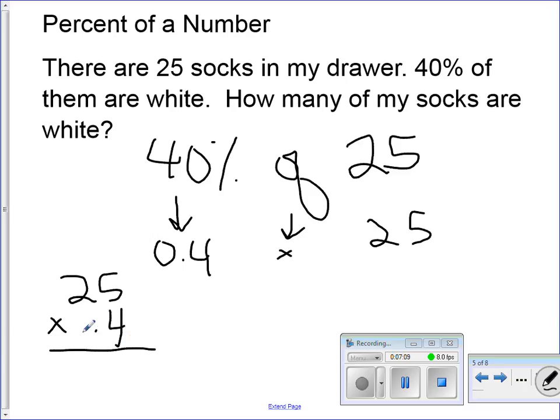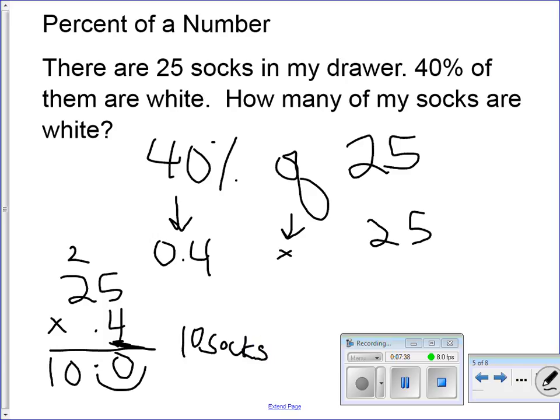Notice we don't need to line up our decimals when we're multiplying decimal numbers. 4 times 5 is 20. 4 times 2 is 8. Plus 2 is 10. I have one place value behind the decimal, so I'm going to move my decimal over once. So how many of my socks are white? 10 socks are white.